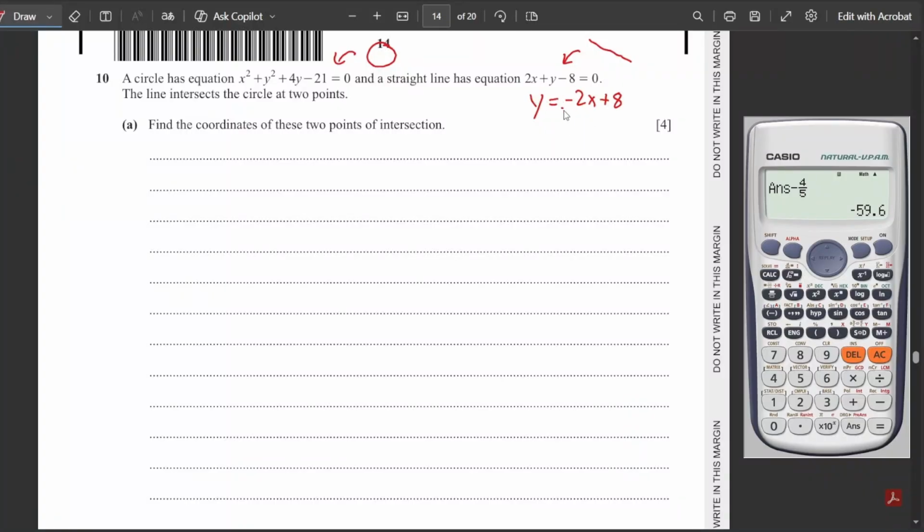So I know that due to this negative 2, it's a downward sloping line. So it's going to be like this. It's going to be downward sloping, and it has a y-intercept at positive 8. So yeah, it's going to be somewhat like that. And therefore, this line is going to cut a circle like this.